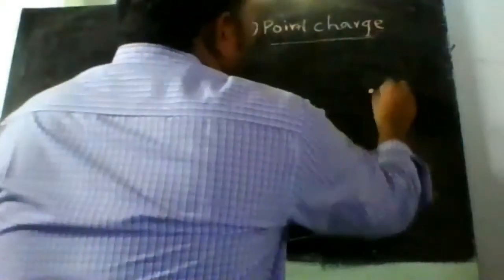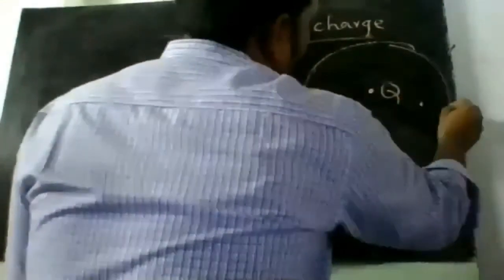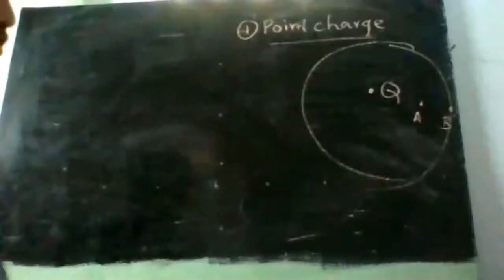Now let us calculate the potential for a point charge. Let us consider a point charge Q. What is the potential because of this point charge Q, or what is the potential difference? Let us consider 2 points, point B and point A.